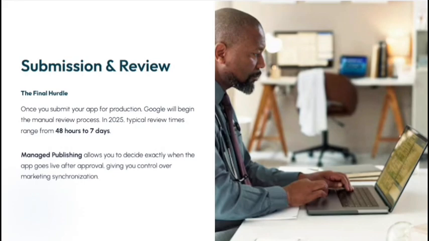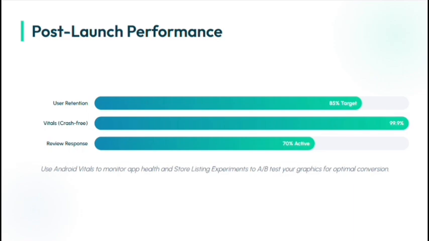And here comes the submission and reviews, the final hurdle. Once you submit your app for production, Google will begin the manual review process. As per 2025, the typical review times range from 48 hours to 7 days. Managed publishing allows you to decide exactly when the app goes live after the approval, giving you control over marketing synchronization. The next one is the post-launch performance.